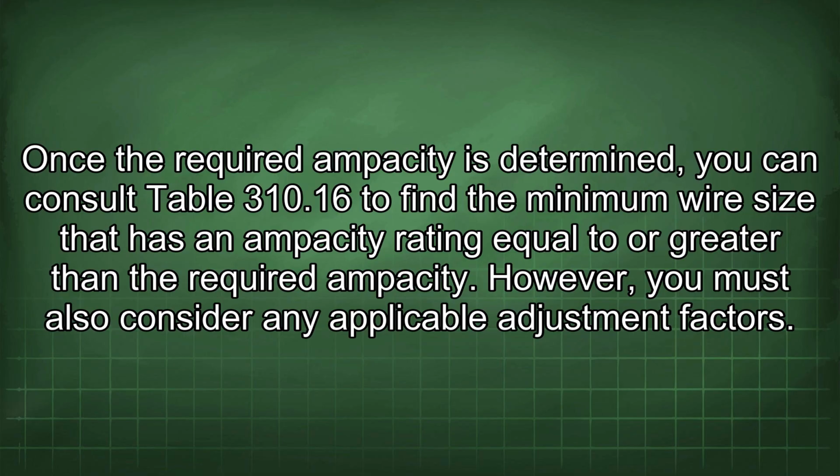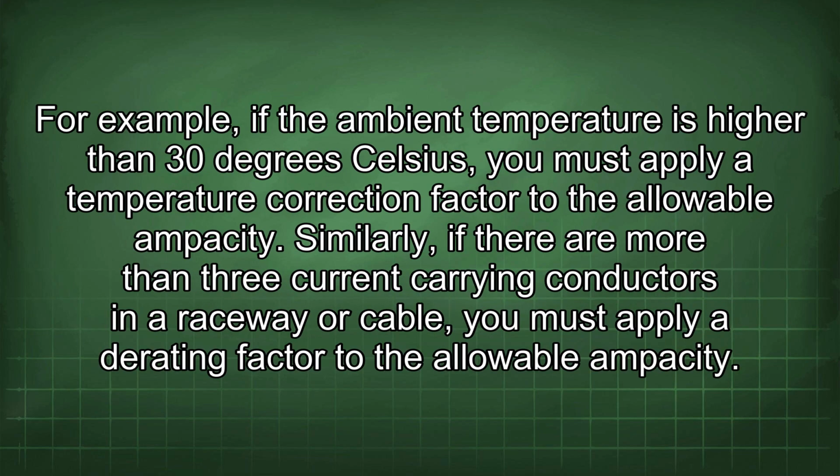Once the required ampacity is determined, you can consult Table 310.16 to find the minimum wire size that has an ampacity rating equal to or greater than the required ampacity. However, you must also consider any applicable adjustment factors. For example, if the ambient temperature is higher than 30 degrees Celsius, you must apply a temperature correction factor to the allowable ampacity. Similarly, if there are more than 3 current-carrying conductors in a raceway or cable, you must apply a derating factor to the allowable ampacity.